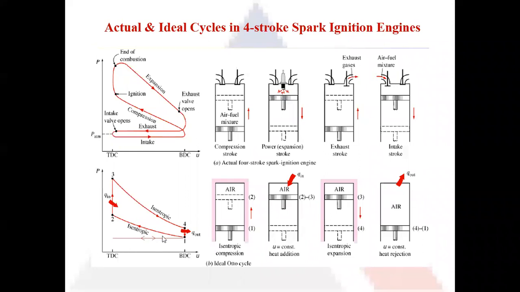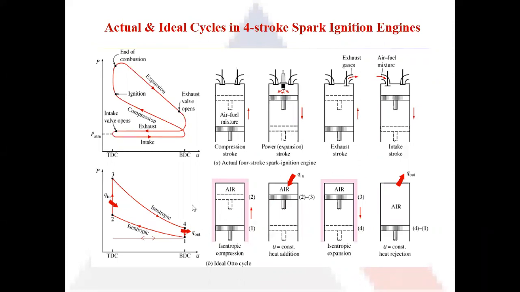So here in the working, you can see this point here is the 0 point. So 0 to 1 is your suction stroke where the air comes in, and then 1 to 2 is your isentropic compression. 2 to 3 is where heat is supplied. 3 to 4 is isentropic expansion, and 4 to 1 is your heat rejected to the environment.